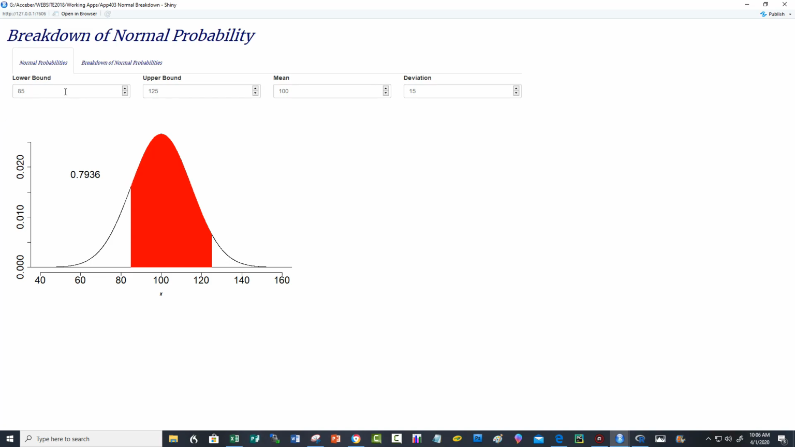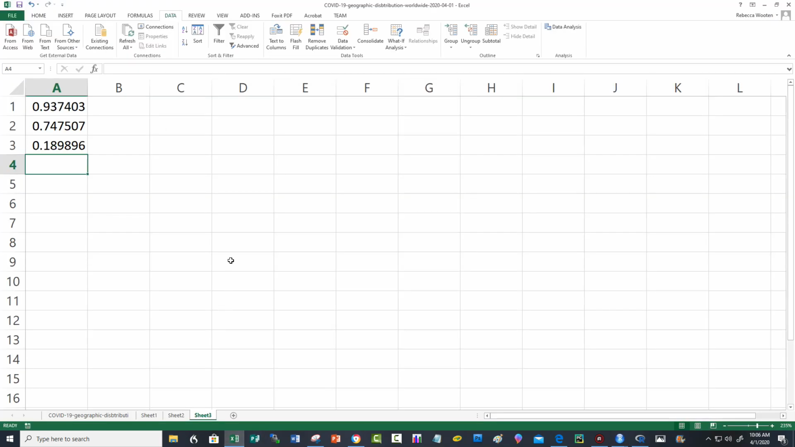If we had a lower bound of 110 and an upper bound of 123 and a mean of 100 and a deviation of 15, then the probability would be the same as what we had before. Let's look at our Excel file. Yep, rounded to 4 decimal places.